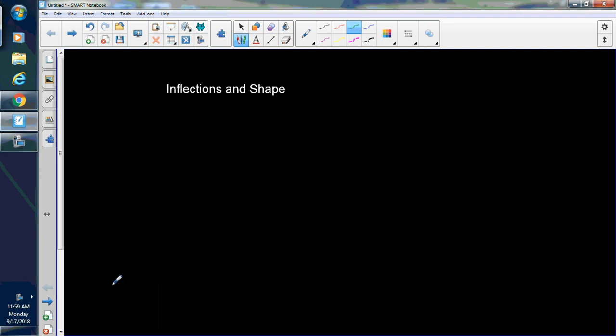Today here in IB, we're going to talk about how the derivative helps us with inflections and shapes. So we have a curve that looks like this. Its shape is said to be concave down. And if we have a curve whose shape looks like this, we say it's concave up.